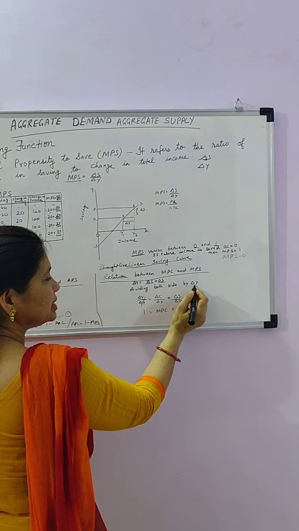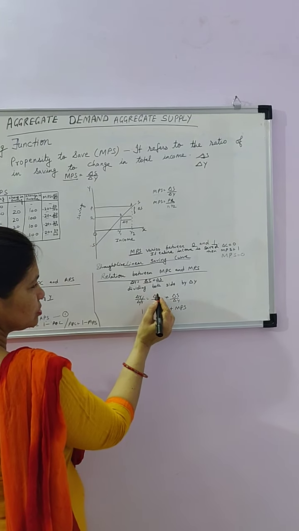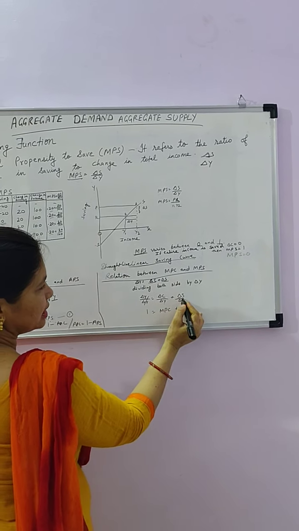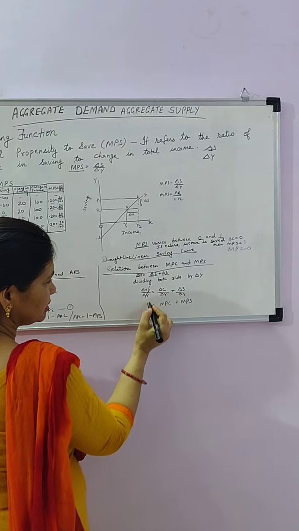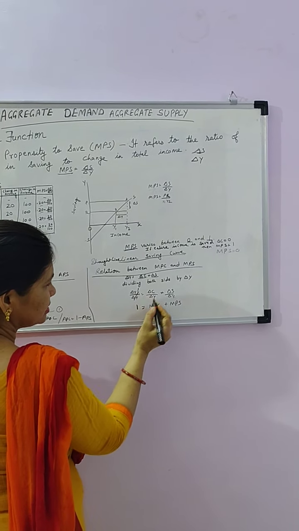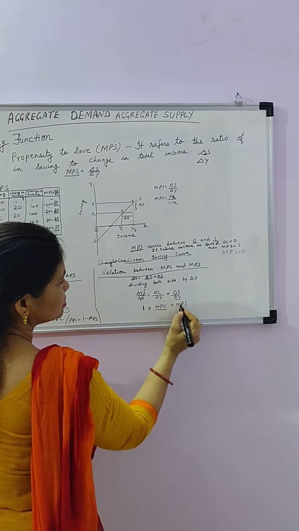When we divide both sides by change in Y, we get change in Y upon change in Y is equal to change in C upon change in Y plus change in S upon change in Y. So change in Y and change in Y both cancel. This is 1, and change in C upon change in Y is known as MPC, and change in S upon change in Y is known as MPS.